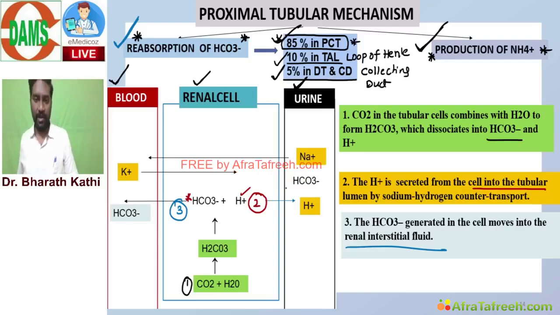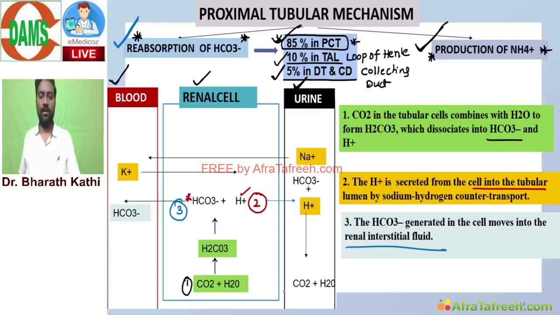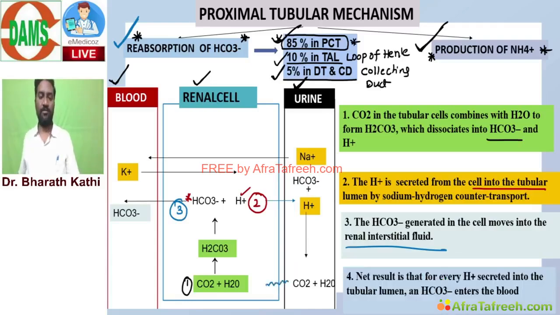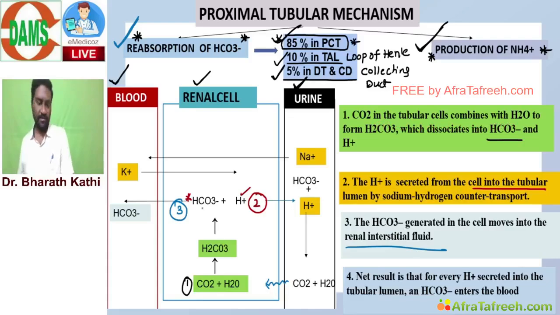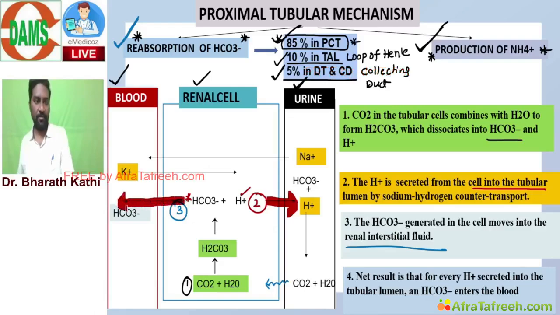Now you have a bicarbonate and H plus. Both will combine and give rise to CO2 plus H2O. And this CO2 can diffuse into the renal cell and this cycle can continue. If you notice here, students, whatever H plus has been excreted into the urine, what has gone into the blood?